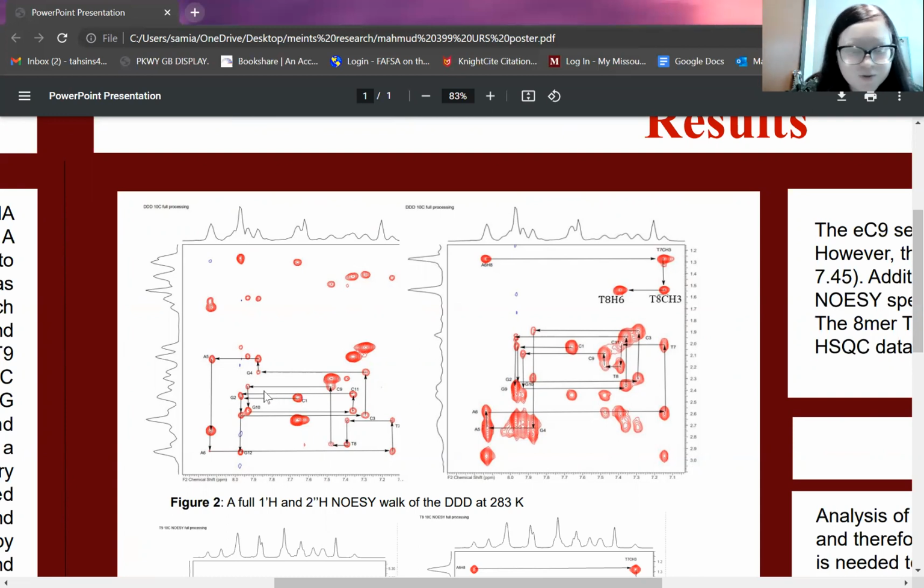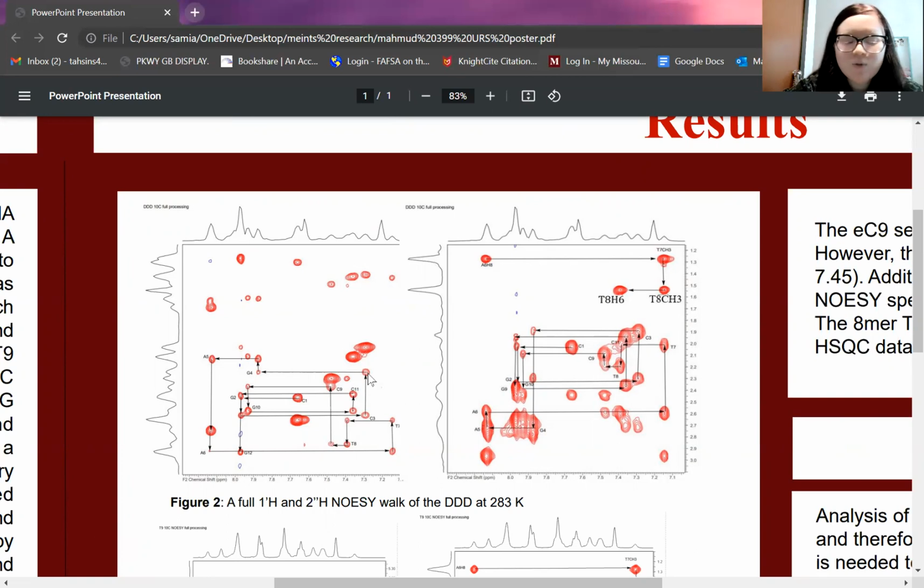So to walk you through a little bit of the walk, here we have our cytosine 1 base pair, which interacted with the guanine 2 base pair. Then guanine 2 base pair interacted with the guanine 2 1' hydrogen. Then guanine 2 1' hydrogen interacted with the cytosine 3 base pair. Cytosine 3 base pair interacted with the cytosine 3 1' hydrogen. So the way it works is base interacts with the 1' proton, and then 1' proton interacts with the next base. And this is how we complete a full successful walk of NOESY.